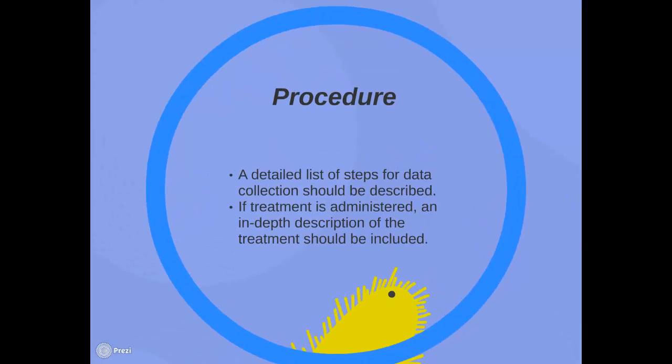The procedure section should describe all of the steps that the researchers took to conduct the study. Insufficient detail or vague descriptions can be a serious problem. If a treatment is involved, the researchers should describe the treatment in depth or provide a reference to a source where the treatment is described in depth.